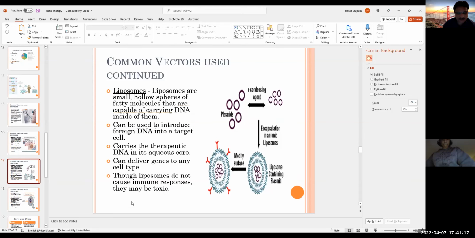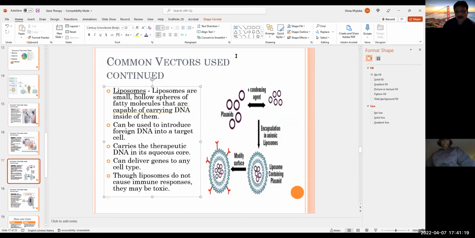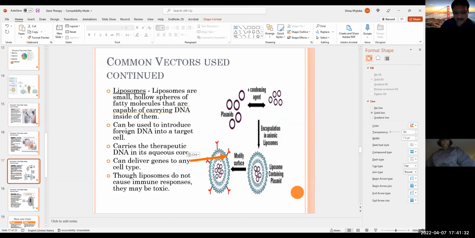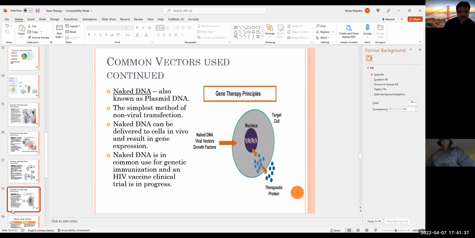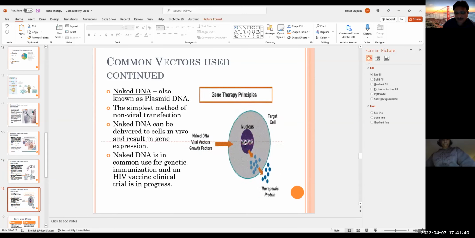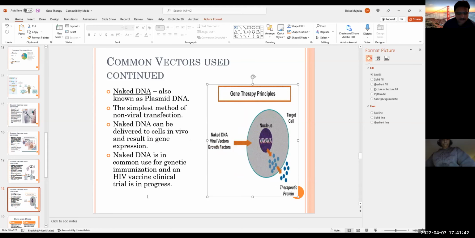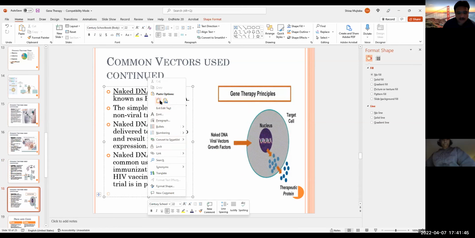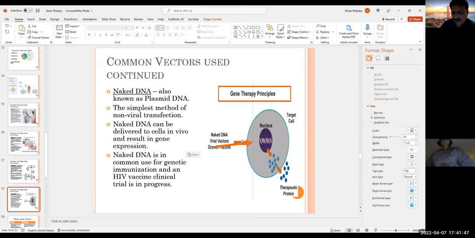And the liposomes, as I mentioned to you, are lipid bilayer micelles in which the DNA has been encapsulated, and then the bilipid layer could be very compatible with the target cells. With naked DNA, the plasmid can be inserted. The plasmid can be injected into the cells by using microinjection, electroporation, or through chemical means.